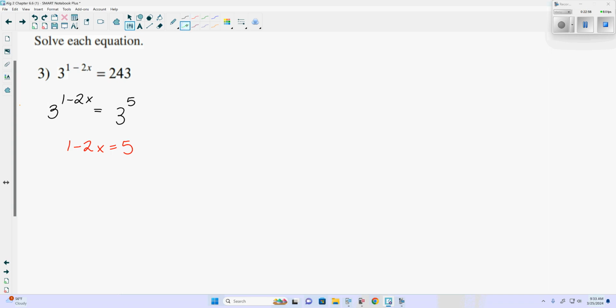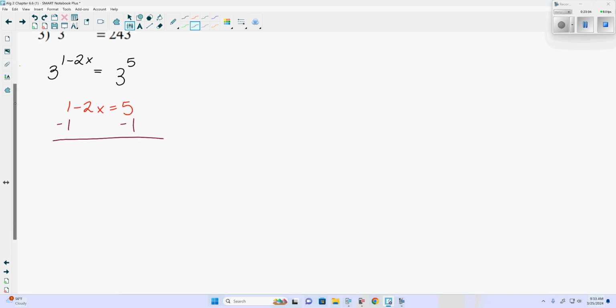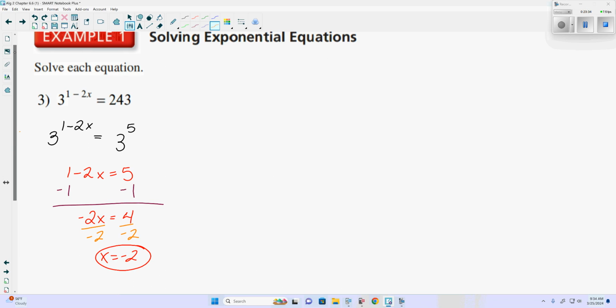What can we do first? We can subtract 1. Because up to this point, we've been moving x first. But here, the variable x is already by itself. It's on one side. So let's move the numbers to the other side. And it'll tell us that negative 2x is equal to 4. Divide both sides by negative 2, telling us x is negative 2. And that's it. Questions on this here?